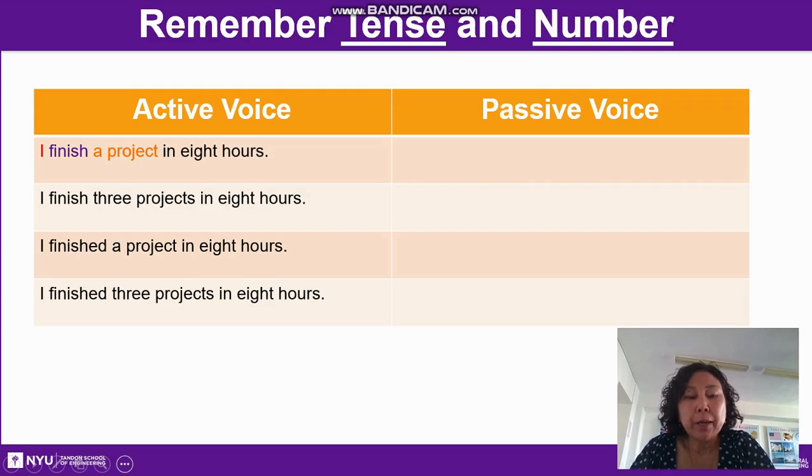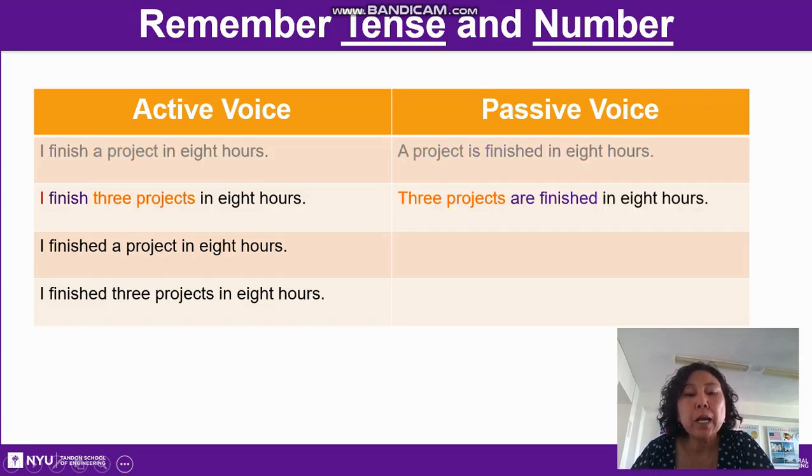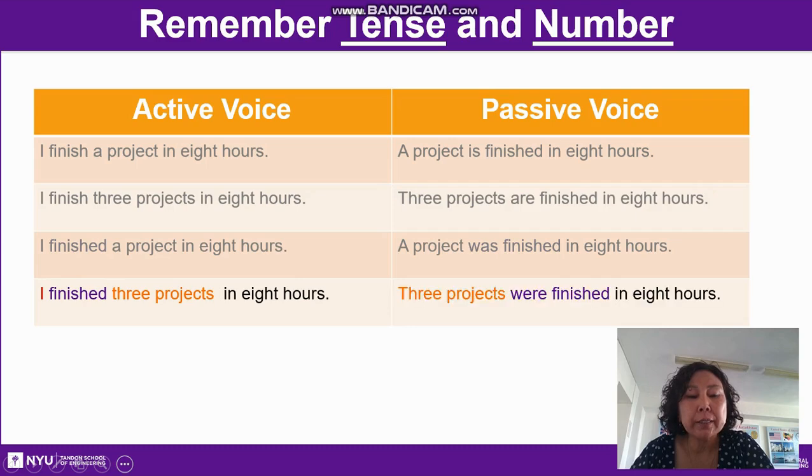Remember tense and number. Active voice: I finished a project in 8 hours. A project is finished in 8 hours. It is passive voice. Active voice: I finished 3 projects in 8 hours. Passive voice: 3 projects are finished in 8 hours. Next, I finished a project in 8 hours. Passive: a project was finished in 8 hours. I finished 3 projects in 8 hours. It is active. 3 projects were finished in 8 hours.